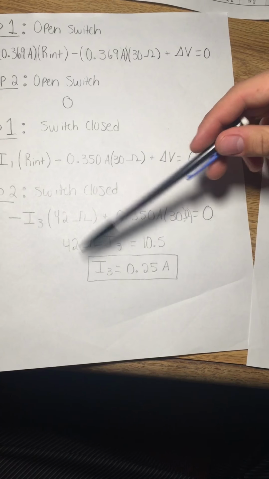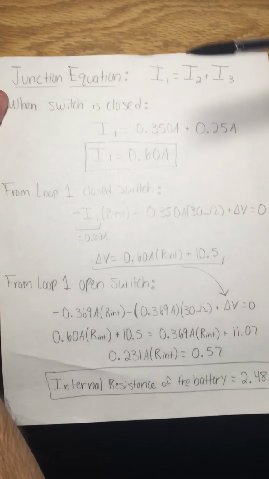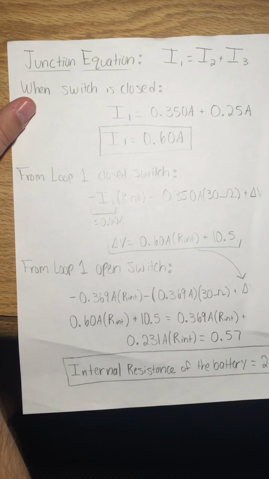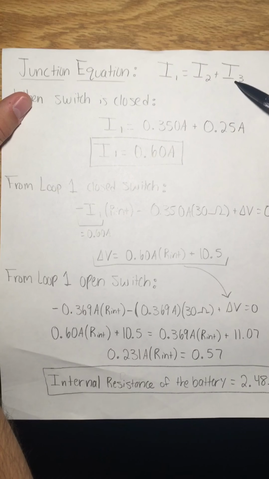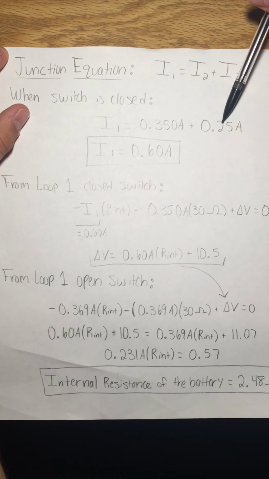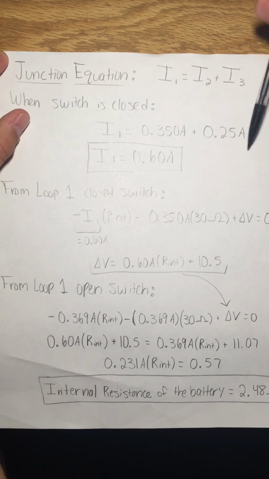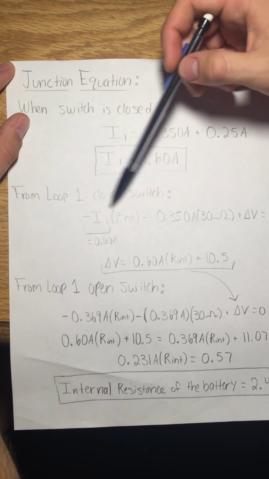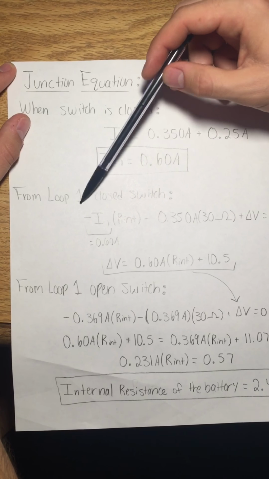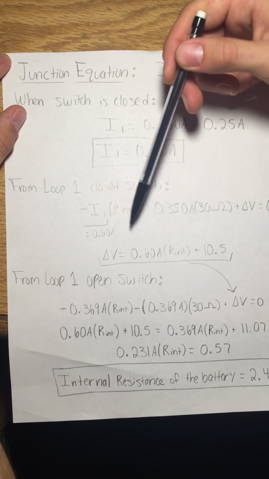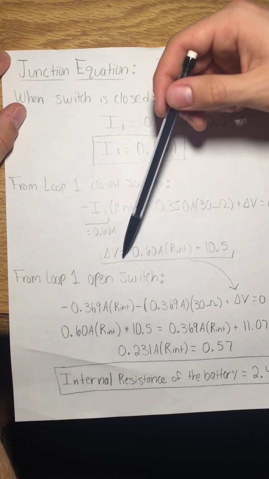Now that we know this, we're going to utilize our junction equation. Just like we said, we have I1 coming into it, and I2 and I3 leaving it. So I1 is equal to I2 plus I3. When the switch is closed, we know I2 is 0.35 amps, and we just solved for I3 in the previous equation. So now we get what I1 is. From the closed-switch equation of loop 1, which we established earlier, rewritten right here, we now know what I1 is, so we can solve in terms of delta V.